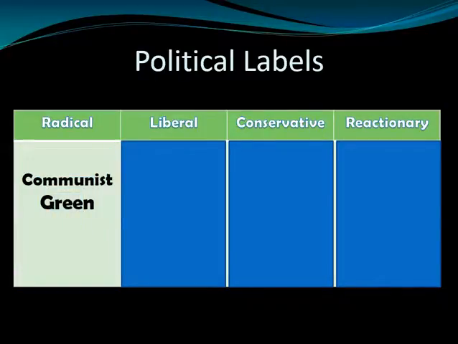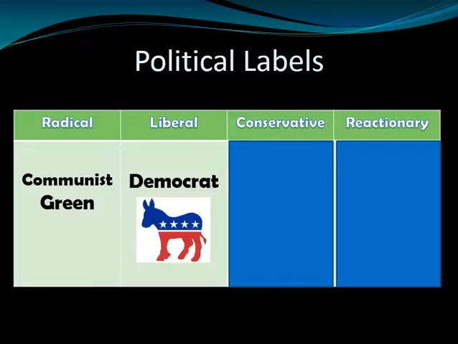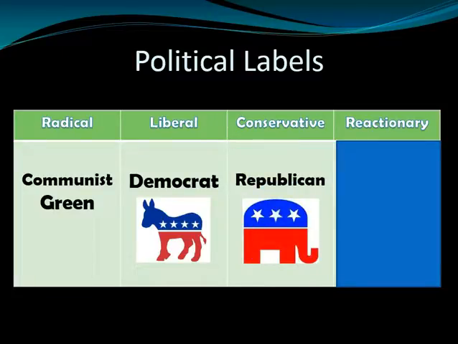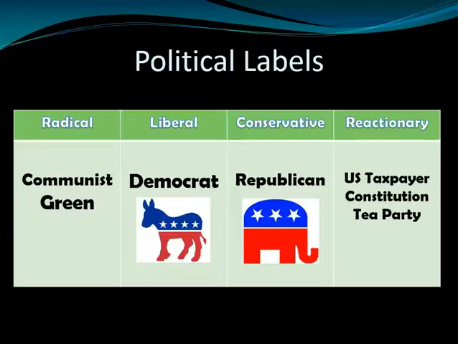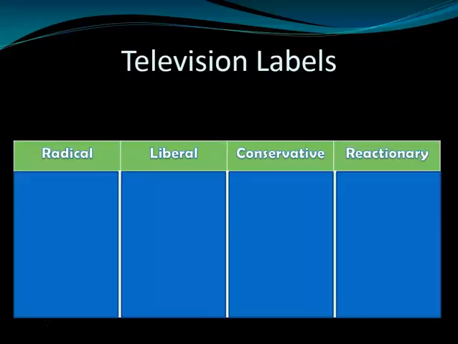So a radical would generally be associated with parties like the Green Party of the United States or the Communist Party. They are people who want a lot of change in society. Liberals are generally considered Democrats. Conservatives are generally considered Republicans. And reactionaries, smaller third parties like the U.S. Taxpayer Party, the Constitution Party, or the Tea Party if it actually was a political party. It's not. It's really just an ideology. But if it were a political party, they would be considered reactionary.